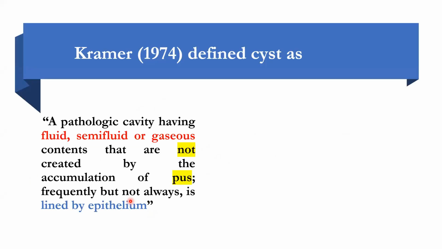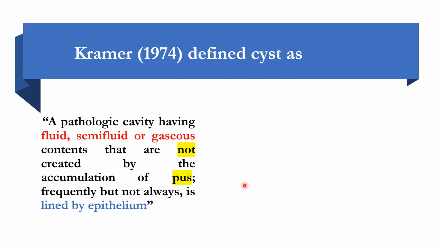It was Kramer in 1974 who gave the definition of a cyst. So he said that it is a pathologic cavity. It is not a normal cavity because there are a lot of anatomical cavities in our body. So a cyst is not a normally occurring cavity. It is a pathologic cavity, and it contains either fluid, semi-fluid, or gaseous contents. It is not limited to any particular one. It can be either fluid, semi-fluid, or even gaseous.